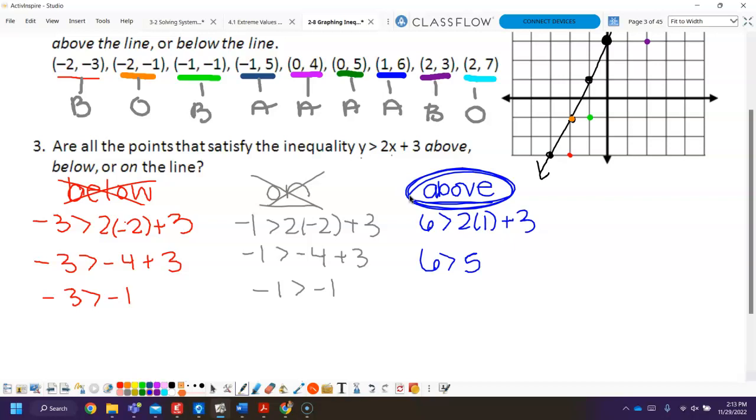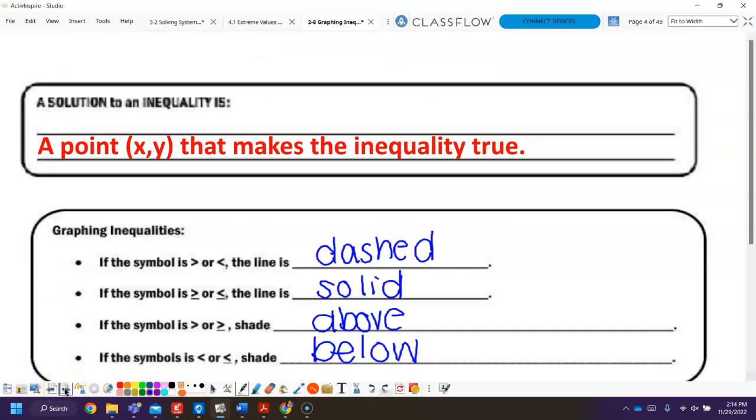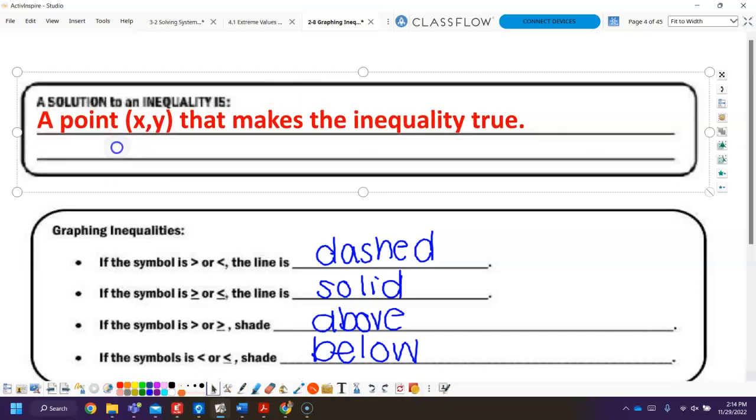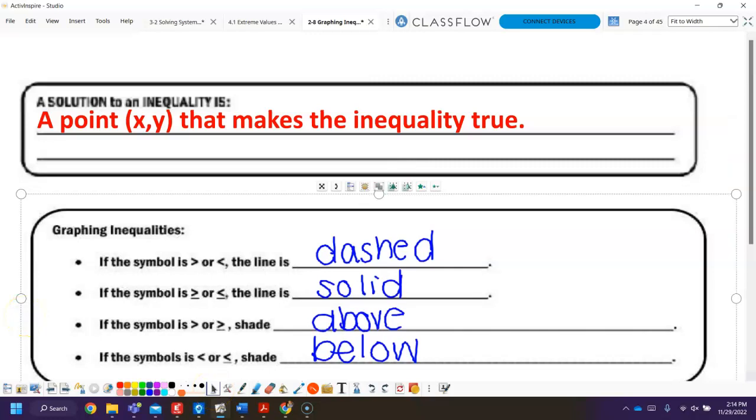So what we're going to get towards is shading our graphs. So again, we are talking about inequalities and what makes them true. So a solution to an inequality is a point on that graph that makes the inequality true.